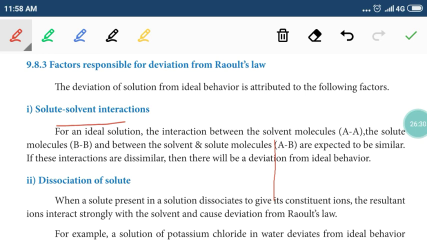So, what is the condition for ideal behavior? Between the solvent molecules, between the solute molecules, and between solute and solvent, the intermolecular force of attraction should be the same. But if the interaction between solute and solvent is more, there is a deviation.